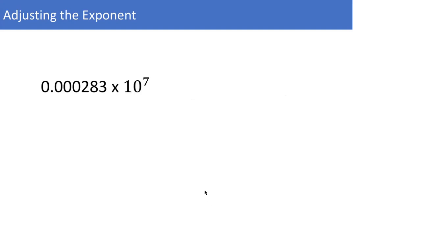Another example. This here is not in scientific notation, obviously. You need to adjust it to make it in scientific notation. So I'm taking this decimal point times 10, times 10, times 10, 1, 2, 3, 4. So I need to subtract 4 from the 7. I get 2.83 times 10 to the power 3.